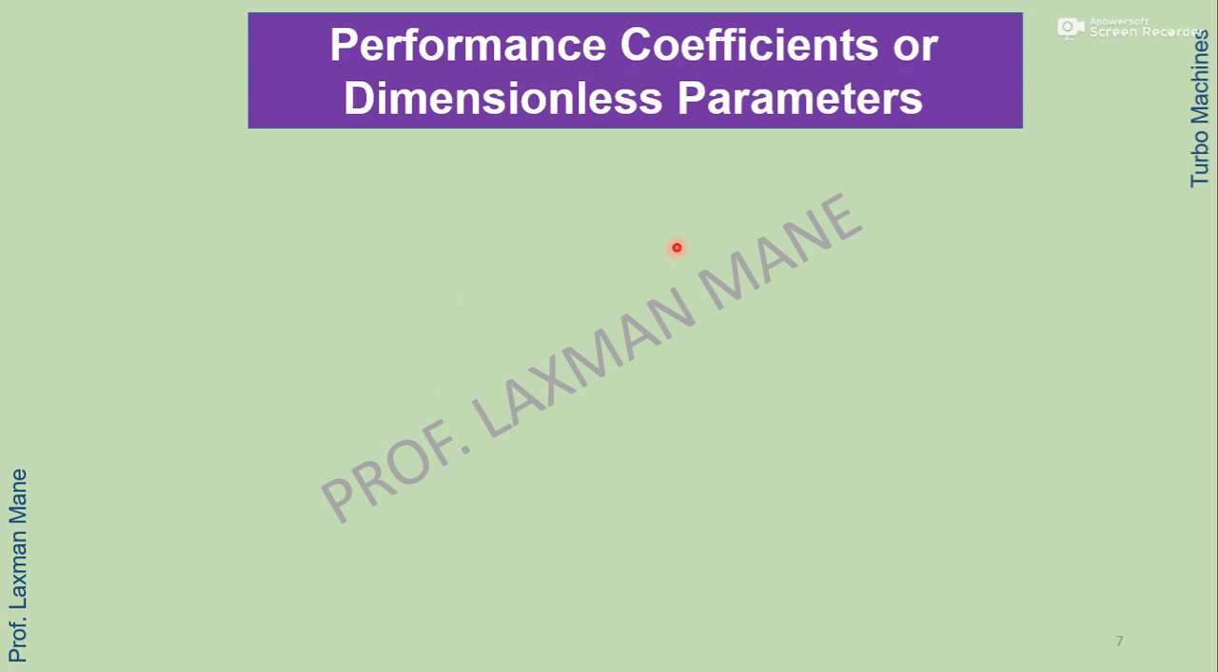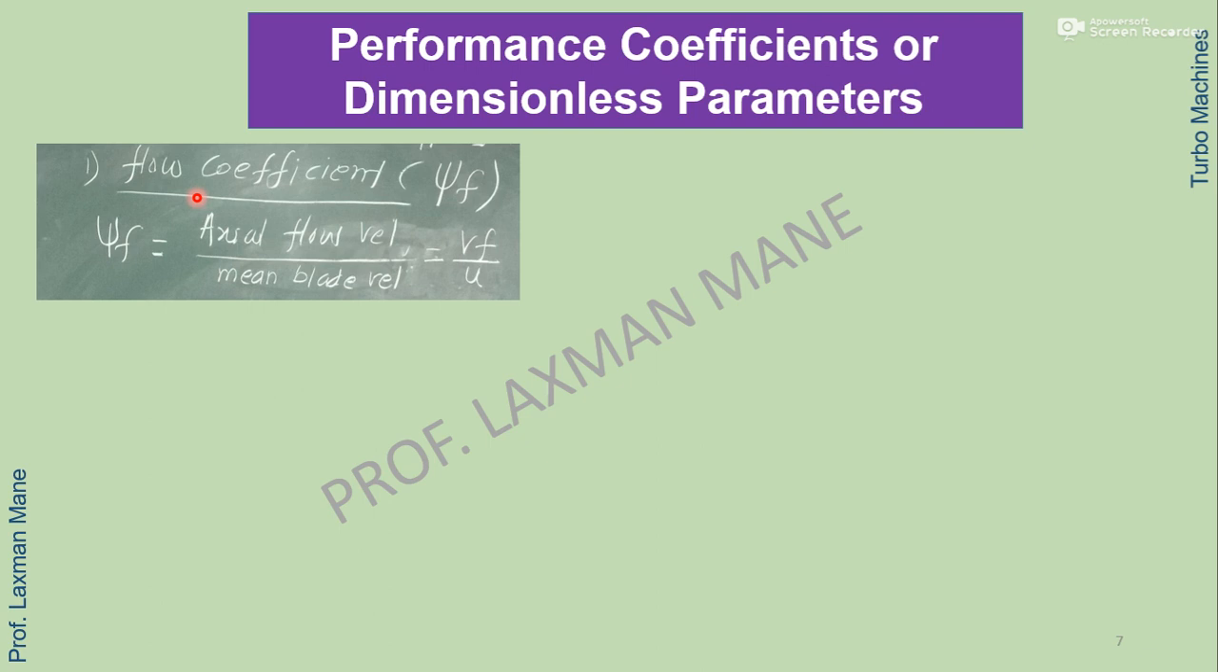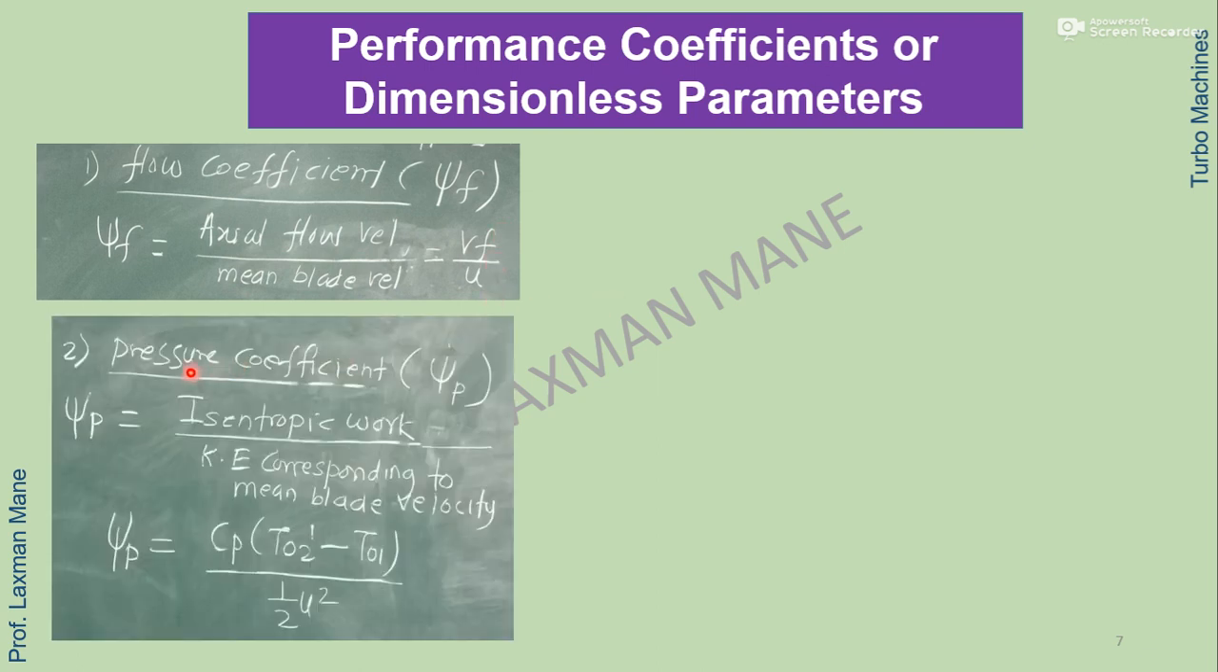Performance coefficients or dimensionless parameters of axial flow compressor. Now we will see one by one. First is flow coefficient, that is psi f. Its definition is the ratio of axial flow velocity to mean blade velocity, means Vf by U. Next is pressure coefficient, that is psi p.